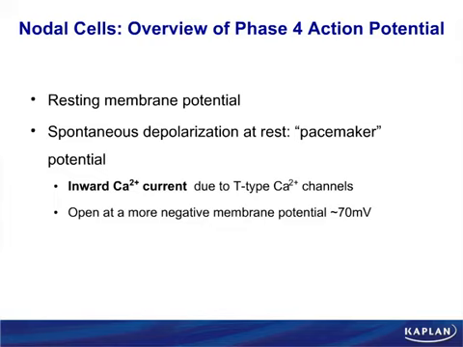But in this phase 4, this pacemaker potential, one of the currents is an inward calcium current. And this is primarily due to T-type calcium channels. One of the big differences between T and L-type calcium channels is the membrane potential at which they open up. T-type calcium channels open at a more negative membrane potential, around minus 70 millivolts. L-type usually open around minus 40. So one of the currents driving the pacemaker potential is an inward calcium current, primarily the result of T-type calcium channels.